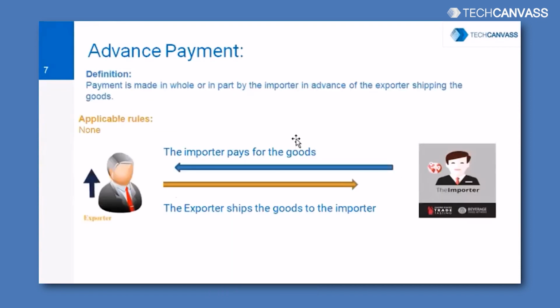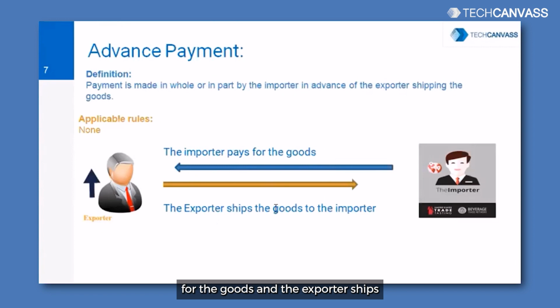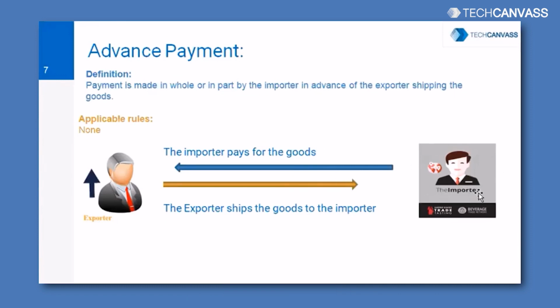Advance payment: the payment made in whole or in part by the importer in advance of the exporter shipping the goods. The importer pays for the goods, and then the exporter ships the goods to the importer. Here is an exporter, here is an importer. He is paying money first to the exporter, and later the exporter ships the goods. So here the importer is at risk. There are no banks involved here. They just send the money, and the importer waits for the goods. There is a risk to the importer.